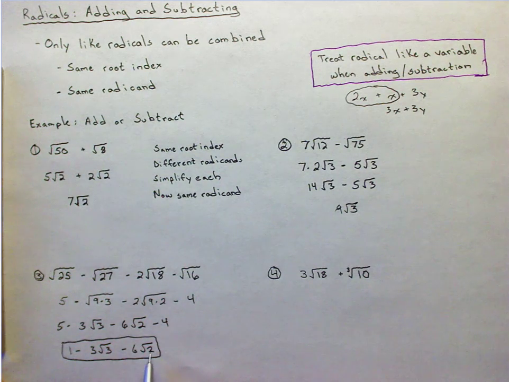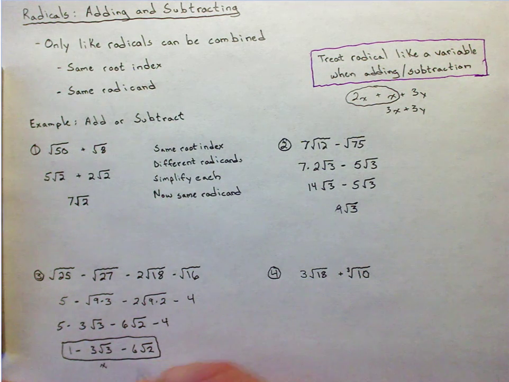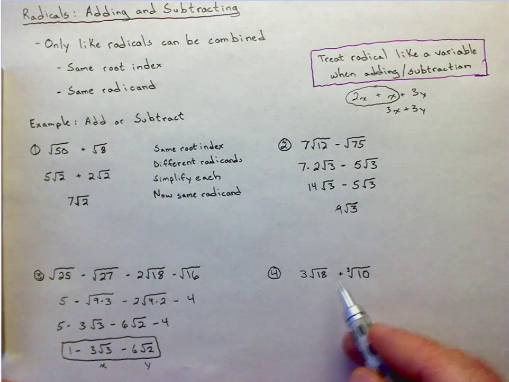Different radicands under there. I can't combine those terms. You can look at it like that being the variable x and that being the variable y. I cannot combine those. Okay, next problem.